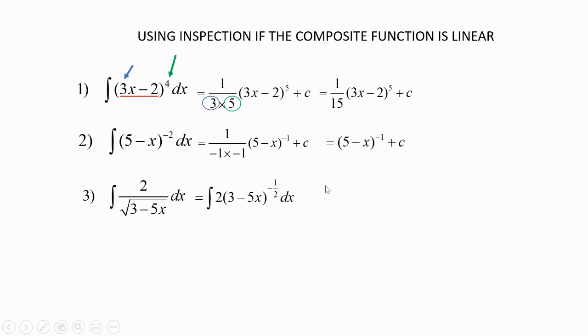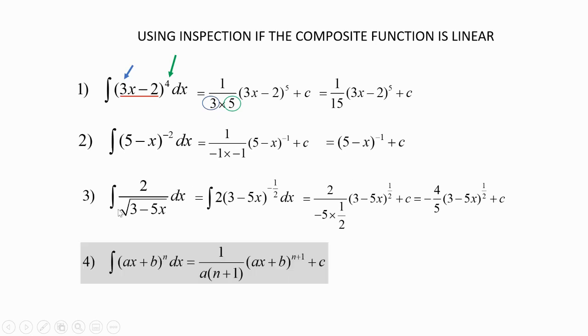Okay, it's linear, so I'm going to go equals 2 over minus 5 times by 1 more than minus a half, which is a half. And if I clean that up, I'm going to end up with minus 4 over 5 times (3 minus 5x) to the half. Try a couple. They really are quite easy.